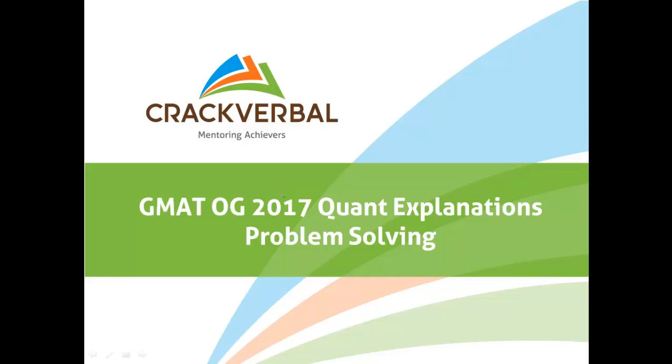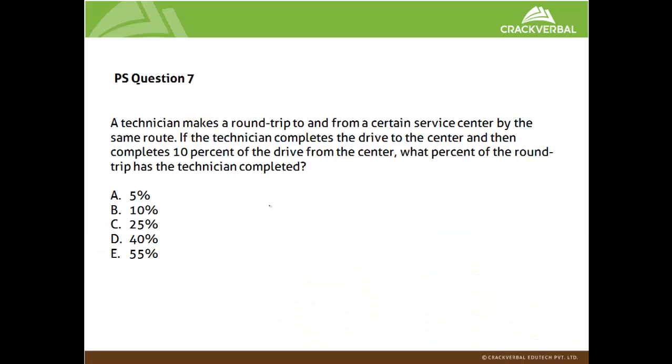Hi, in this video, we'll be discussing GMAT Official Guide 2017 edition Quant Problem Solving question number 7. Let's have a look at this question. The question says here, a technician makes a round trip to and from a certain service center by the same route. If the technician completes a drive to the center and then completes 10% of the drive from the center, what percentage of the round trip has the technician completed?